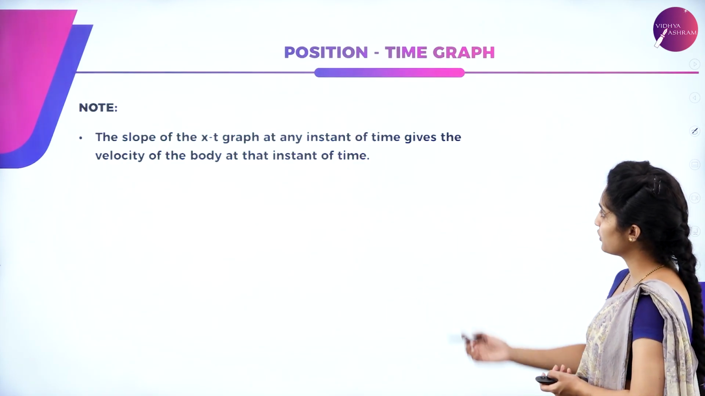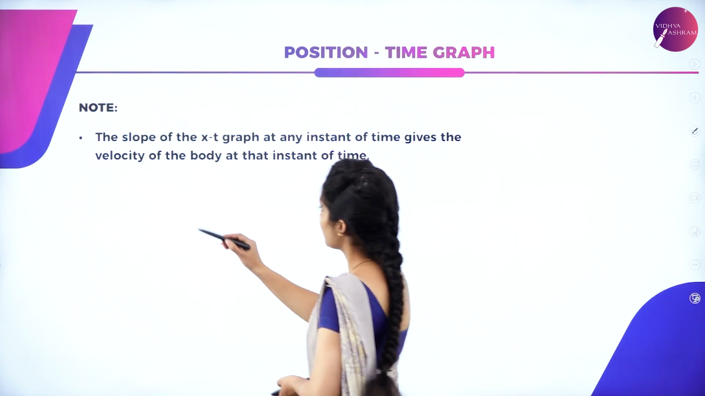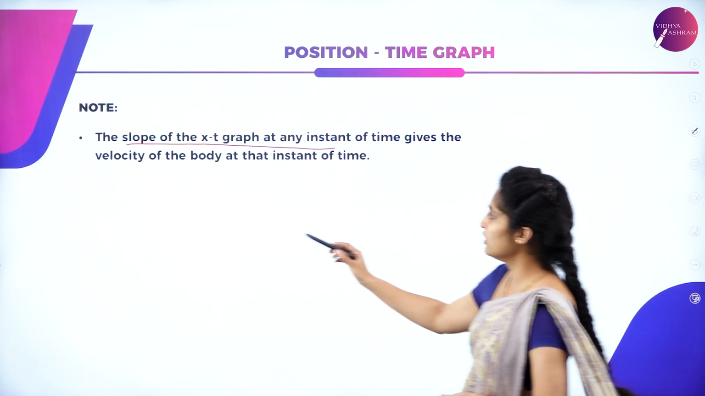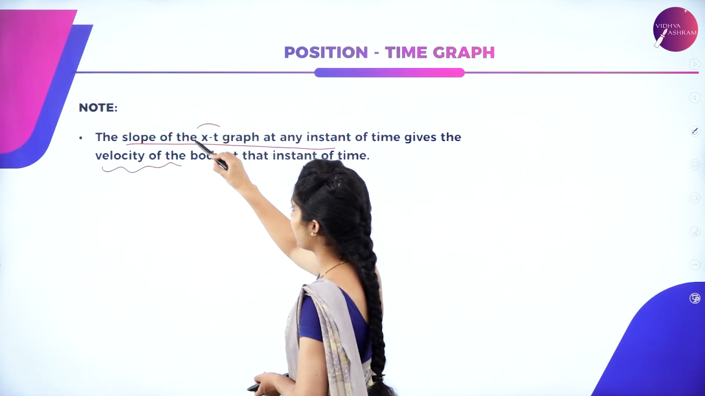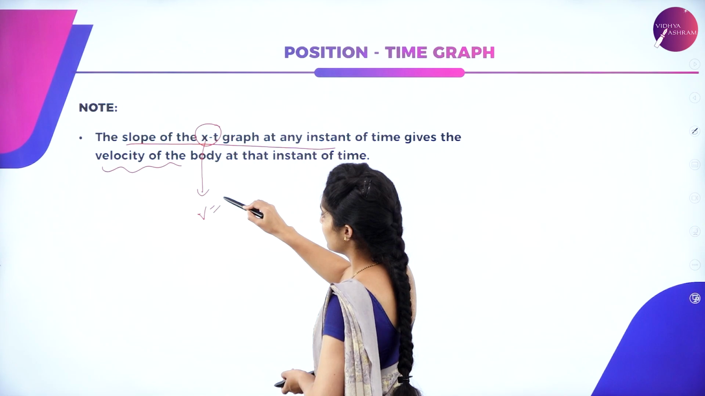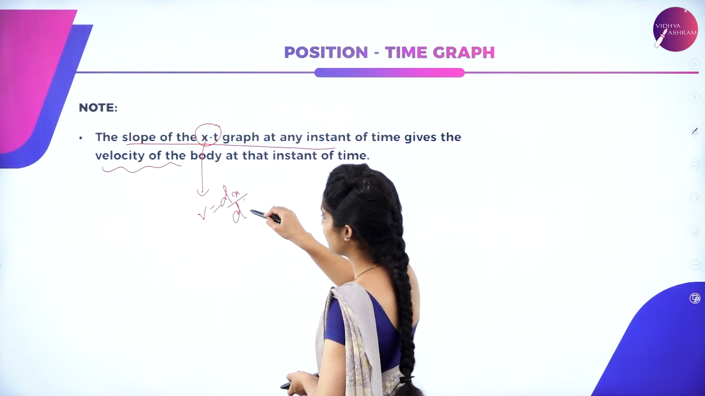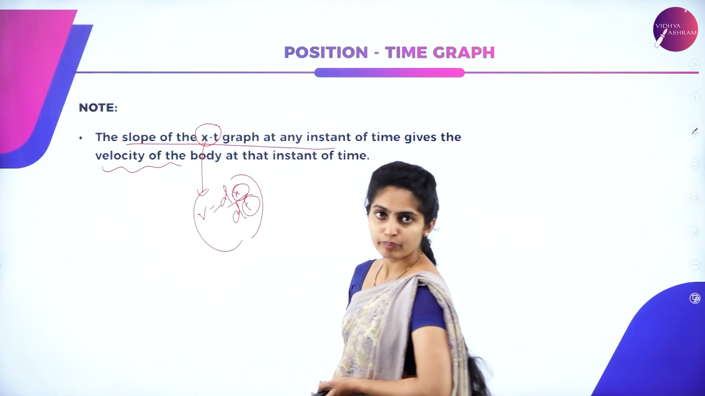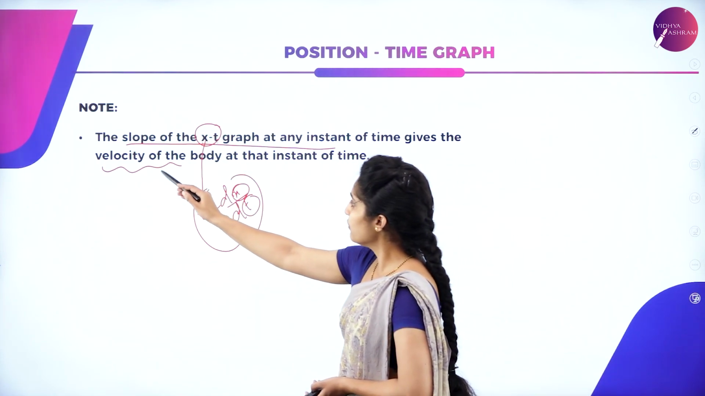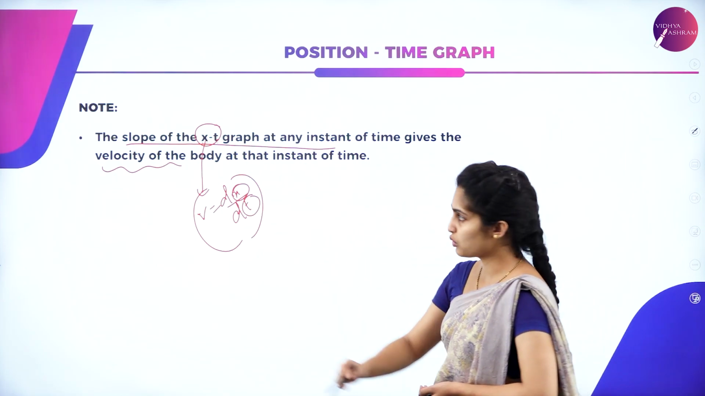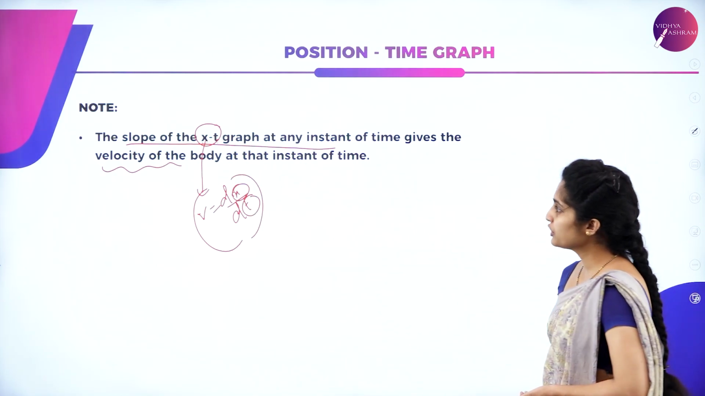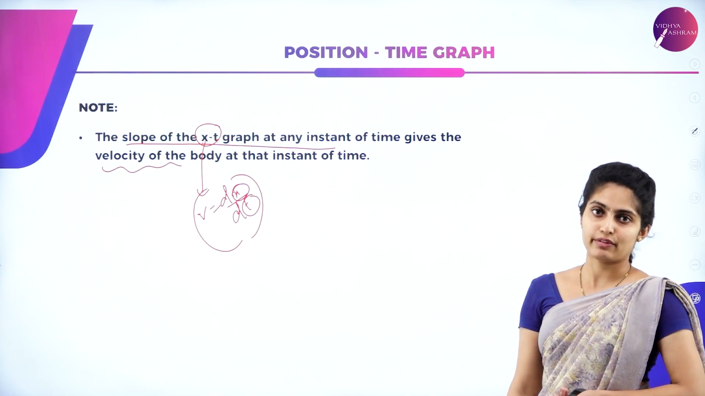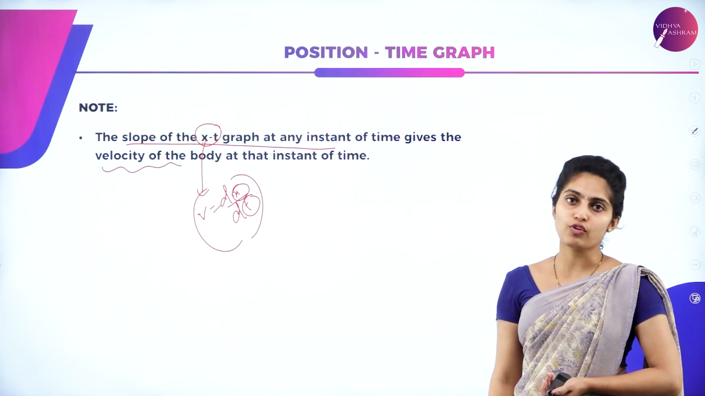So when we go on to it, the note is nothing but the slope of position time graph at any instant of time gives the velocity of the body, because remember, velocity means displacement by time taken. The slope of the x-t graph gives the velocity of the body at that instant of time. This is the note which you will have to remember, because it might be asked for 1 mark.